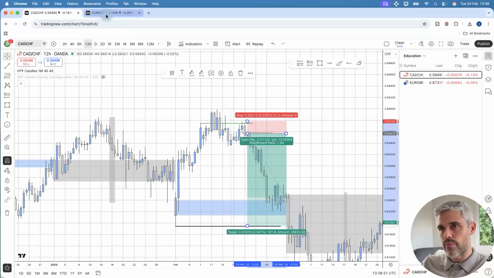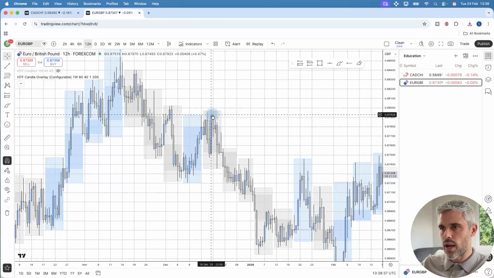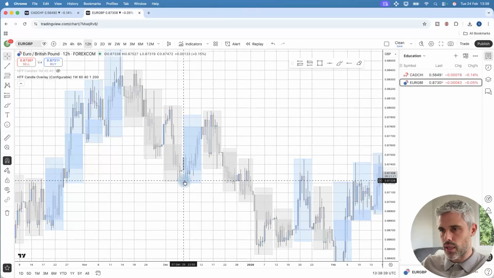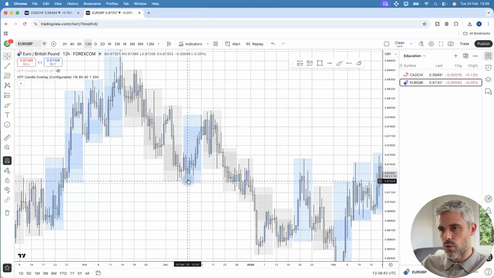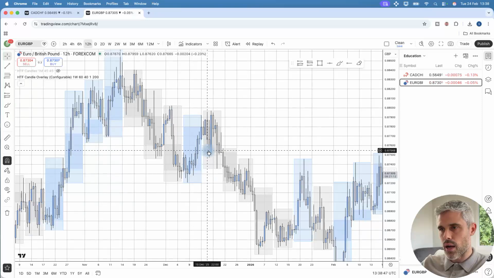Let's look at another example. On EURGBP, we get the exact same thing. I'm just going to overlay the weekly candle. Right here we see this accumulation candle. It's manipulating its previous candle's range, so we're expecting price to distribute to this high. But what happens is that price breaks above the previous range high and then drops.